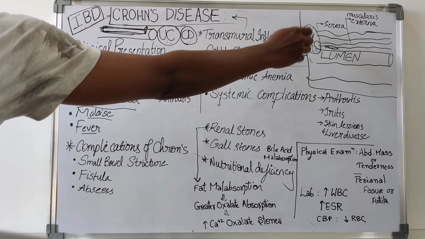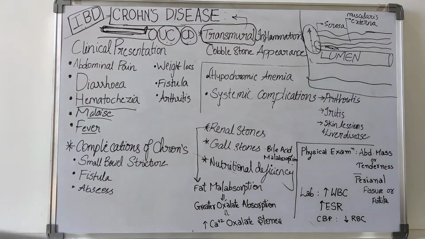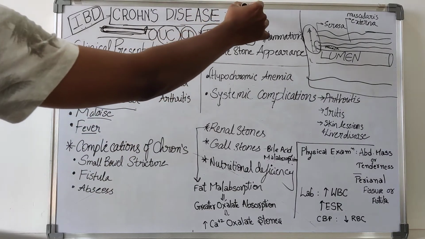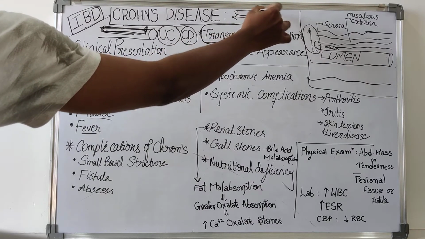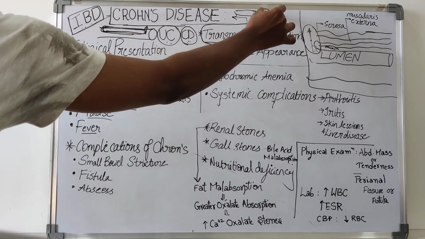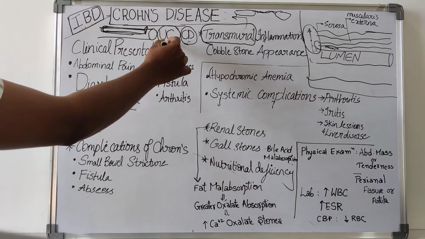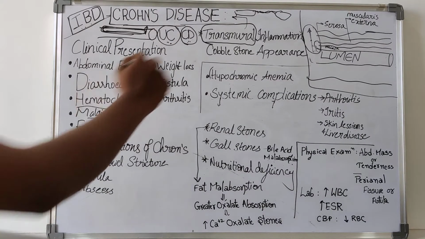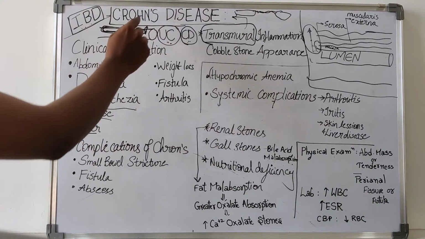Because of this involvement, it is called transmural inflammation. In Crohn's disease, segments will be skipped. So for example, here if there is any presence of inflammation, it is discontinuous. At the next part, it may or may not have inflammation, and then again there may be presence of inflammation. This type of skipping segments is present in Crohn's disease, whereas in ulcerative colitis, the inflammation is continuous. Today we are going to discuss only Crohn's disease. This transmural inflammation is the hallmark sign of Crohn's disease.